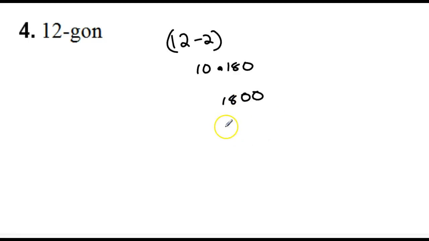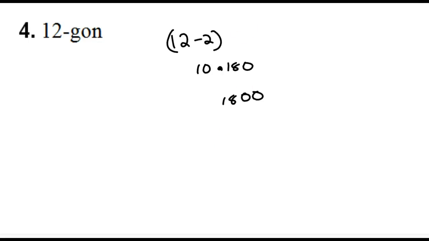Number 4 here says, find the sum of all the angles in a 12-sided figure. So to do that, we're going to go back, and remember, this does not matter if it's regular or not. A 12-sided figure is always going to add up to the same thing. We're going to say 12 minus 2, that gives me the number of triangles. So 12 minus 2 gives me 10. I know each triangle has 180 degrees in it, so 10 times 180 gives me 1800. That's how many degrees are in a 12-sided figure.